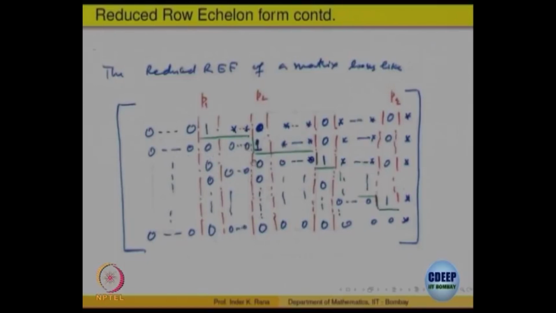So, this is all 0 in the pivot column, 0, 1, 0, so this is the second row, and it goes on and so on, and at the bottom there may be some rows which are all 0 in the row echelon form.